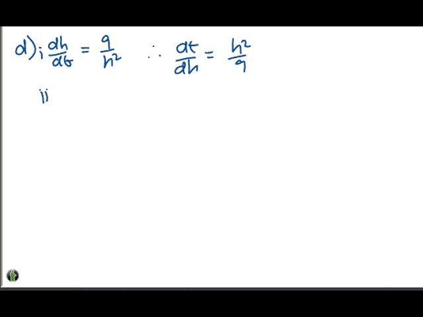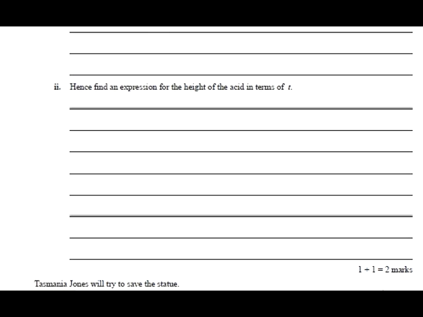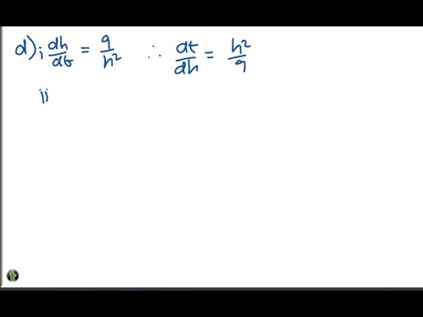Part 2, oh sorry, I've covered the screen the whole time. So that's what I've been writing. I'll use the smaller font too. So part 2, find the expression for the height of the acid in terms of T. Great. Not difficult. So obviously you want to integrate this, and then shift it around so that you get h as a function of T.